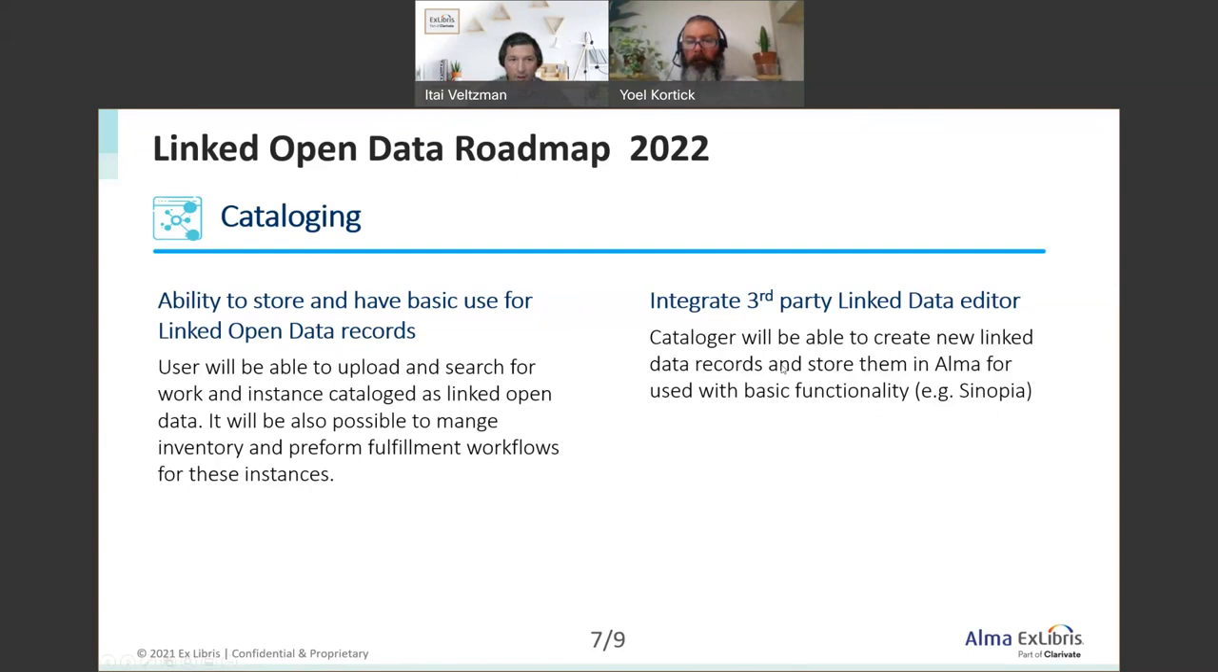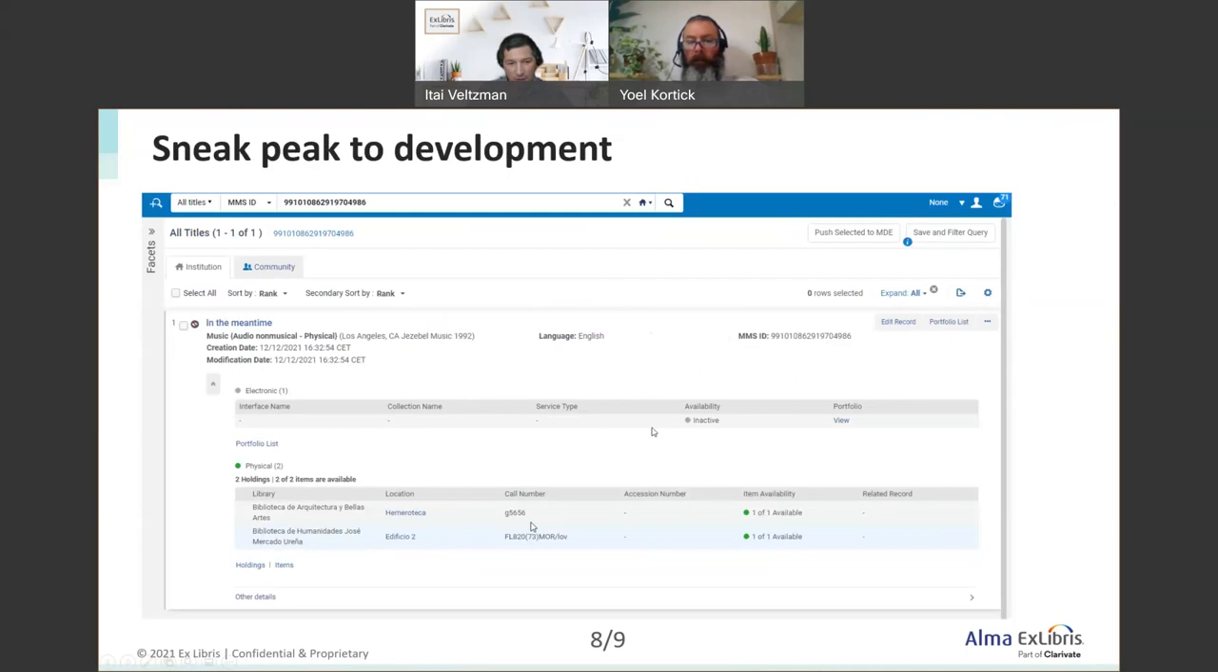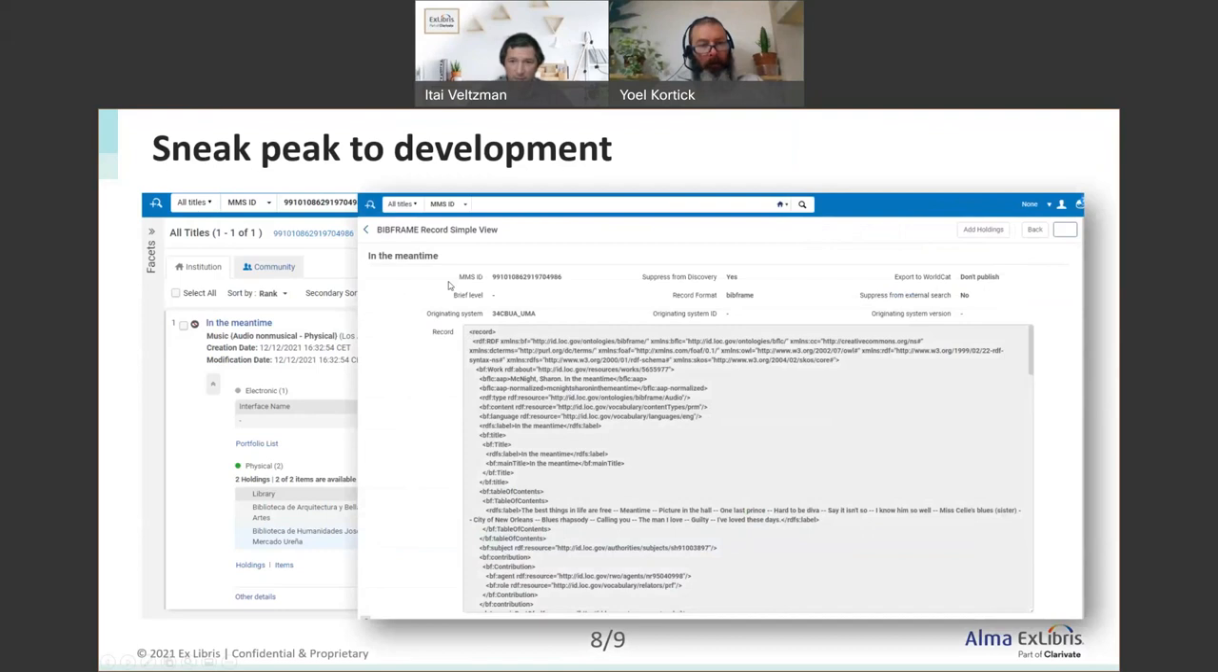Just a quick sneak peek of what you can see. Here is an example of a title that exists as a linked open data graph in our database. And that's something that is important to mention, that already today Alma stores and refers to many relations between titles, and between titles and authorities. So we have all the mechanisms to hold these links inside the system. And you can see here the record itself as a simple view, as the main view.